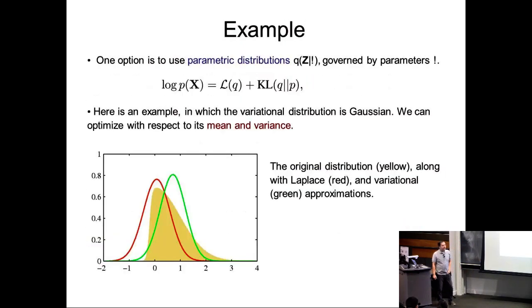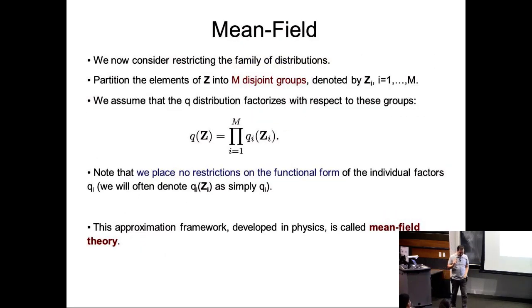Now, let's look at one particular factorization. It's called the mean field approximation. So we're going to consider restricting the family of distributions as follows. We're going to partition the elements of the latent space into M disjoint groups. These could be individual units, individual variables, or groups of variables. So we're going to assume that the Q distribution factorizes with respect to these groups. We're going to say our approximation is really an independent product of these Q distributions.